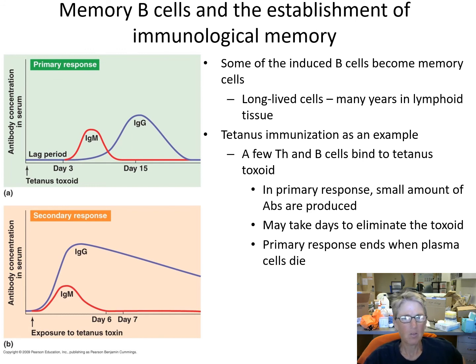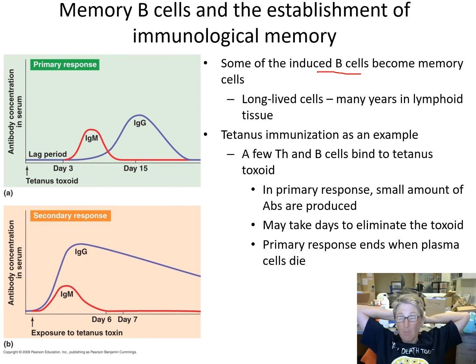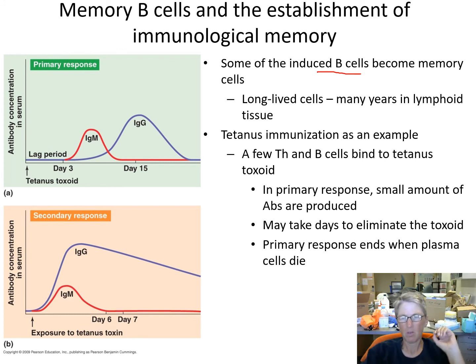This just says some of the induced B cells become memory cells. We've already talked about that. The memory cells can live a long time, sometimes for years in lymphoid tissue. Let's take tetanus immunization as an example. A few helper Ts and B cells bind to the tetanus toxoid, and in the primary response, you'll make a small amount of antibodies. So yeah, check this out.